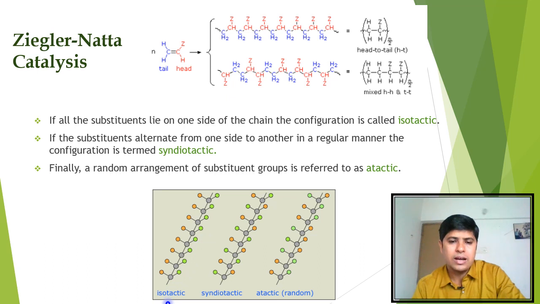And suppose there is an alternate arrangement, then this type of polymer pattern is called a syndiotactic polymer. And finally, if there is a random, completely mixed arrangement, where we cannot predict whether it is alternate or a regular pattern, this type of random arrangement is called an atactic polymer. So this is isotactic, this is a syndiotactic polymer, this is an atactic polymer. So there are three types of polymer we can get by using Ziegler-Natta catalysis. Alkene on reaction with triethyl aluminum and TiCl3 will give such types of polymer.